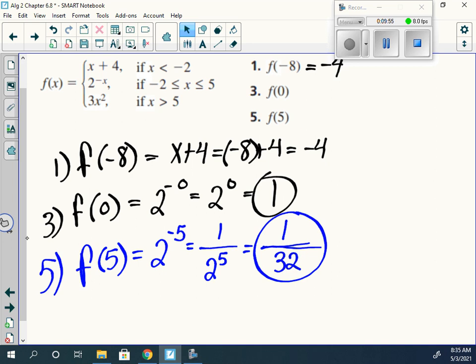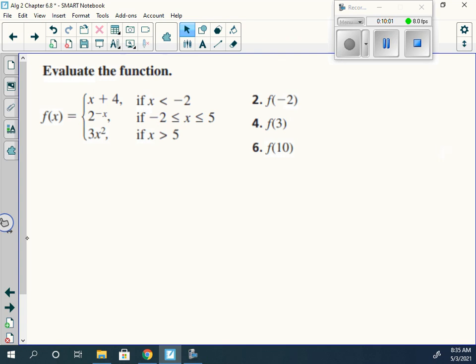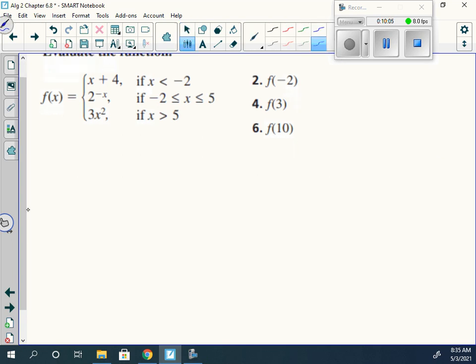Any questions on any of this here so far? All right, let's look at the next one. Number 2, f of negative 2.